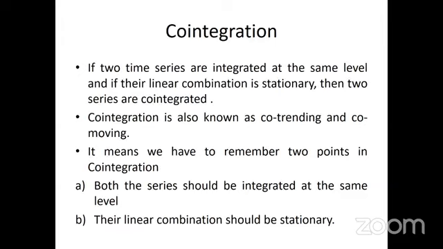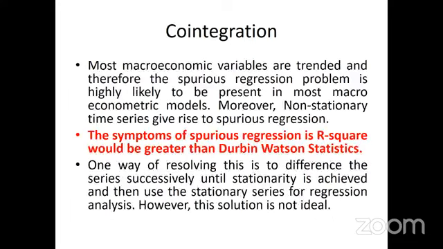If we want to find out the co-integration, we should have some preliminary points. Both the series should be integrated at the same level. The linear combination should also be stationary. There is always a hidden message given by Durbin-Watson. And we have already seen that if the R square is greater than the Durbin-Watson statistic, there is a very fair chance that your series is co-integrated.